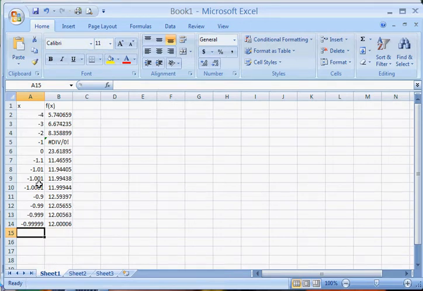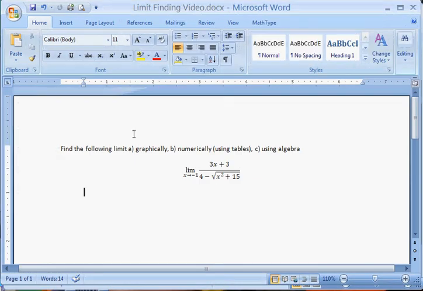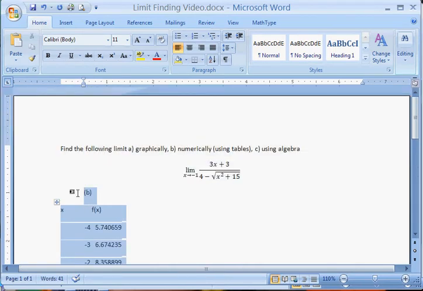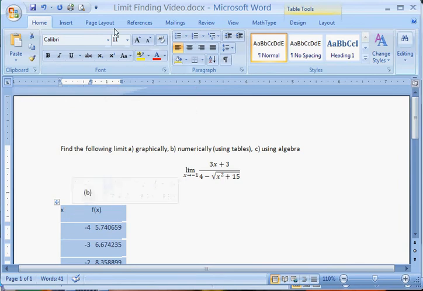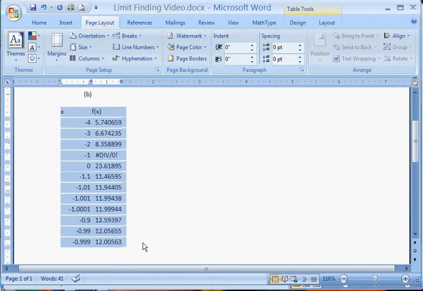The conclusion? Well, I'd take these values, I'd copy them, and on part B, I'd put them in my table. Now if your table's stretched out like this, what you need to do is go up to page layout and decrease the spacing so it sort of all sits together.